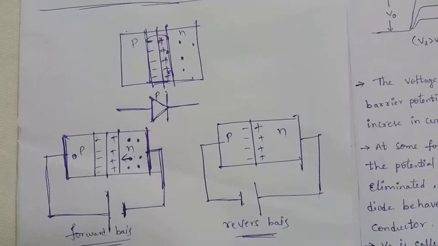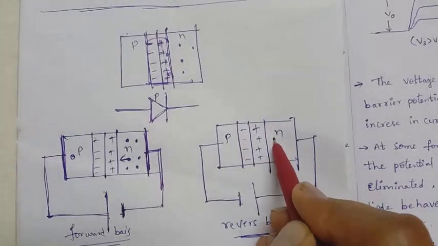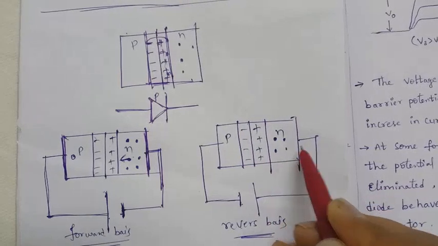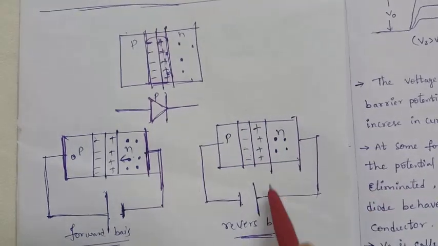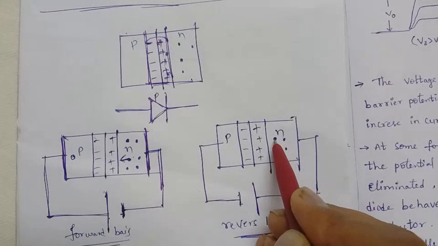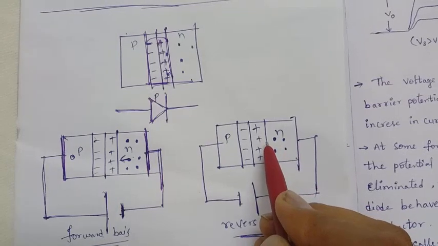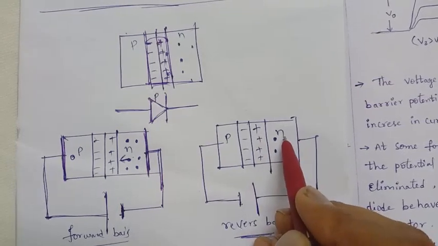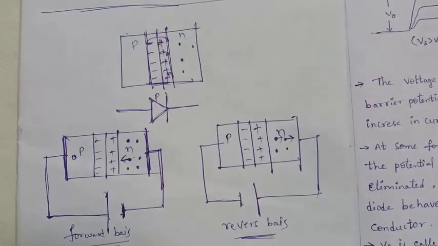In the case of reverse bias, the majority charge carriers are electrons. When the N side is connected to the positive, these electrons are attracted, that means they move away from the junction. Why? Because these electrons are moving outwards.